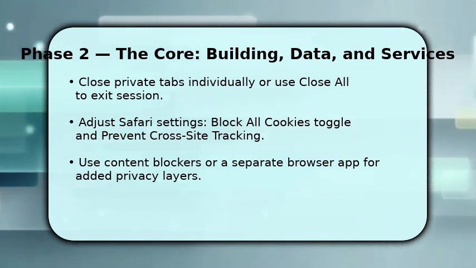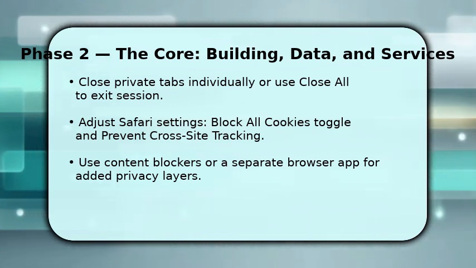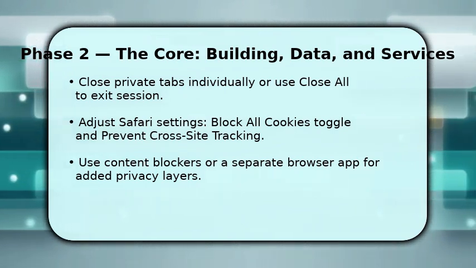Enable block all cookies only if it won't break the sites you need, and toggle prevent cross-site tracking for better isolation. Once done, consider adding a content blocker or using a different browser app for compartmentalization. This reduces tracking across sessions and sites.